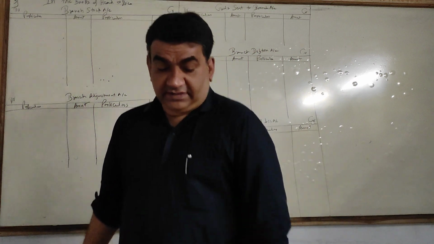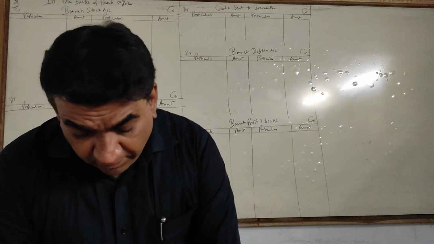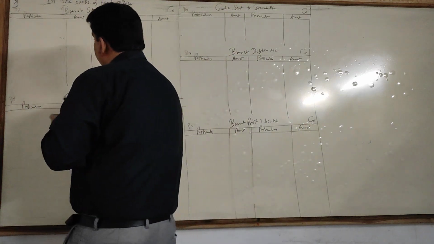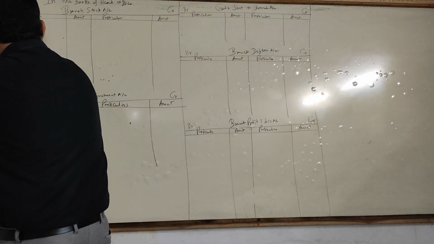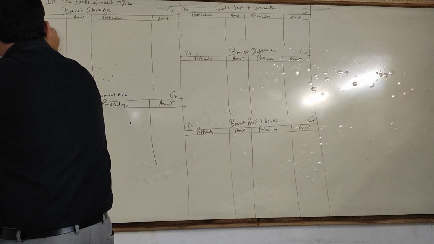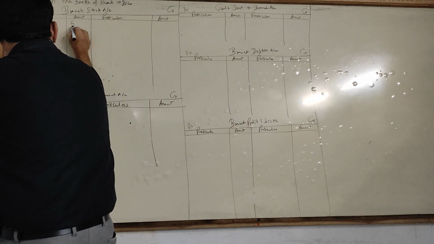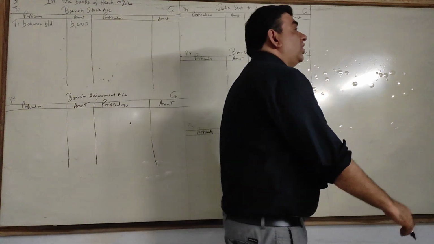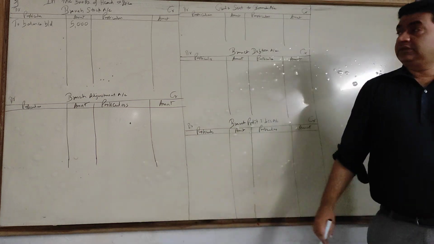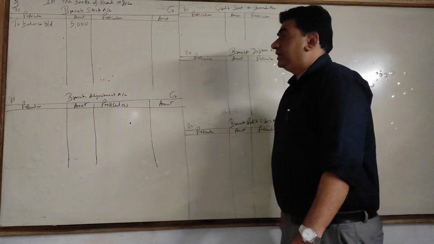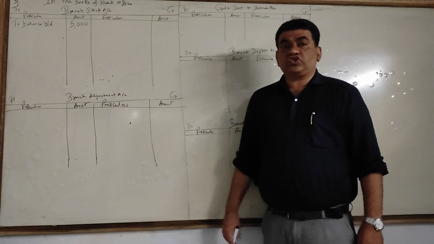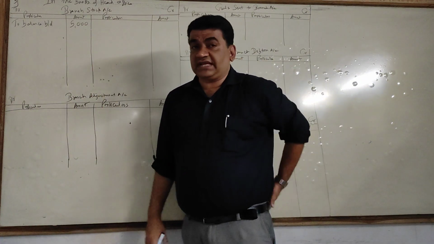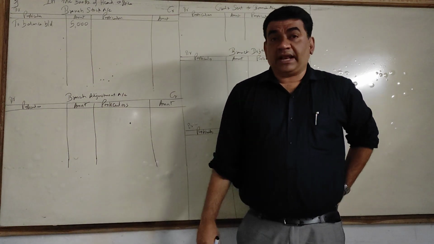Let's start. First, opening stock 5,000 at invoice price. Come to the debit side of branch stock. To balance brought down 5,000. Now guys, listen. If this 5,000 was cost, I would have written this and I would have gone to the next transaction. But this is at invoice price.